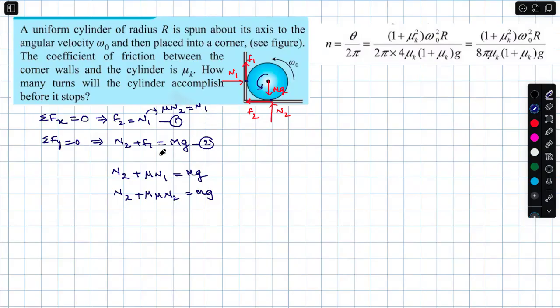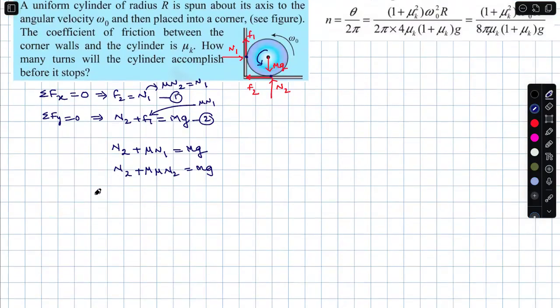Mu N2 is N1. In the place of F1, I have written mu N1. That's the difference. That's all. So finally, I got N2 as mg by 1 plus mu square. What is N1 then? Mu N2 is N1. So N1 is mu mg by 1 plus mu square.